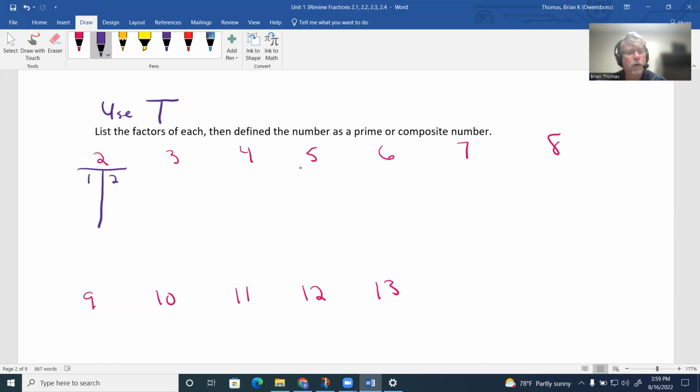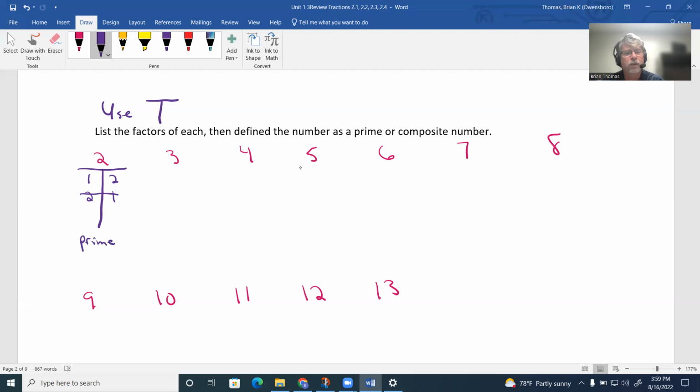The next number I would look at would be 2. Notice that 2 times what gives me 2? Well, that would have to be 1. In other words, 2 divided by 2 would be 1. So that tells me that that is also a factor pair. But notice that it's the same factor pair, so we don't use it. So this number here has exactly 2 factors. If it has exactly 2 factors, we call this a prime number.